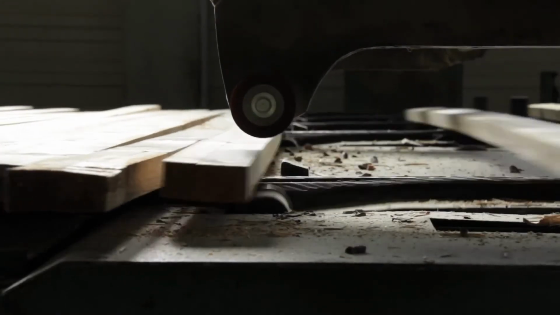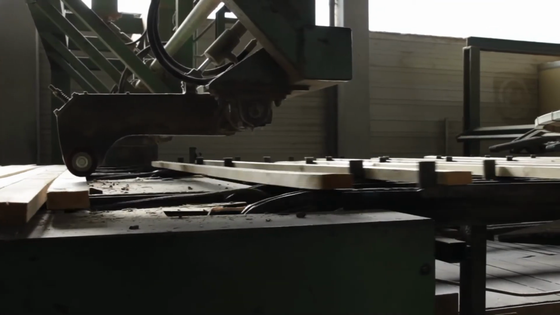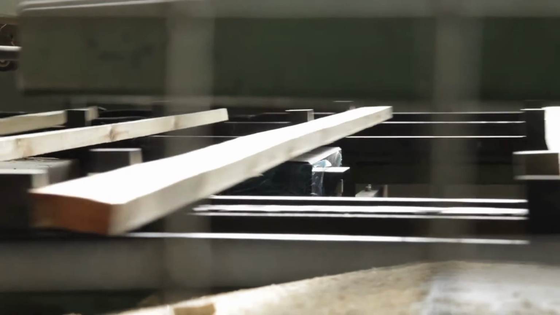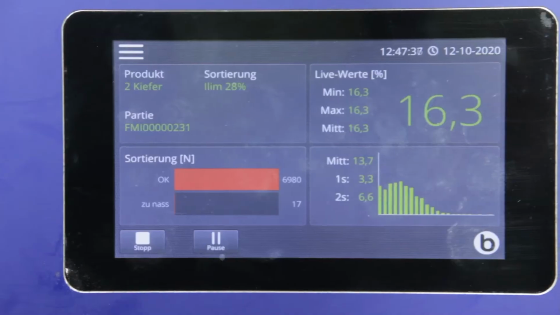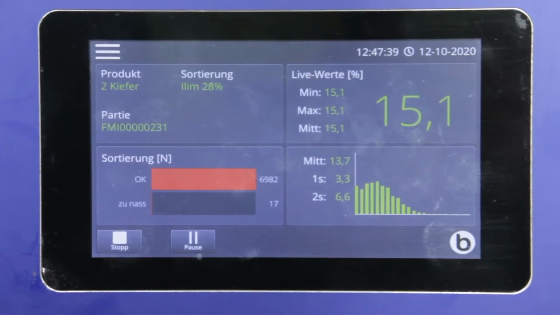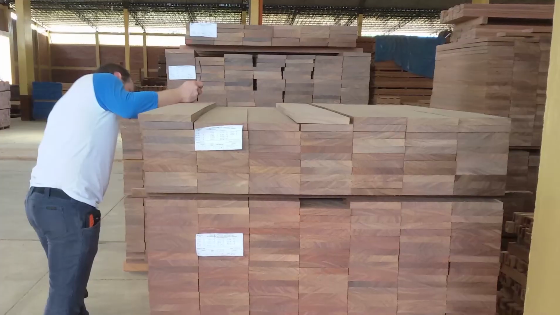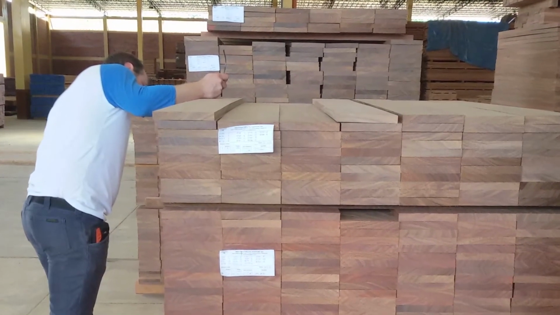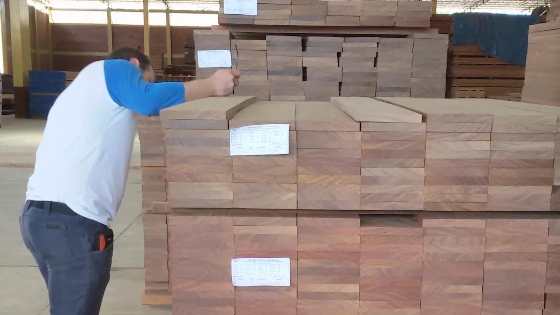Modern sawmills measure every single piece with so-called inline wood moisture meters during the sorting process. This gives a very precise picture of the moisture distribution in a batch. Boards with too high moisture content are marked and sorted out. The customer should always check the drying quality immediately upon acceptance as part of an incoming inspection.